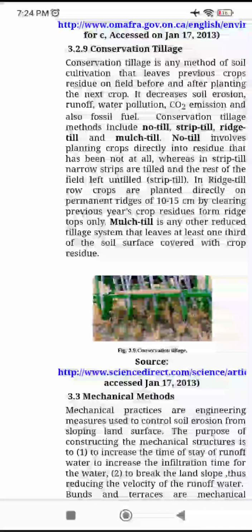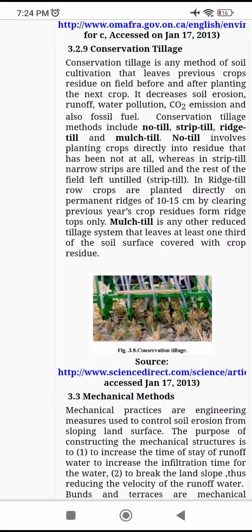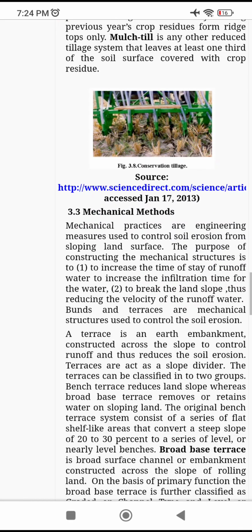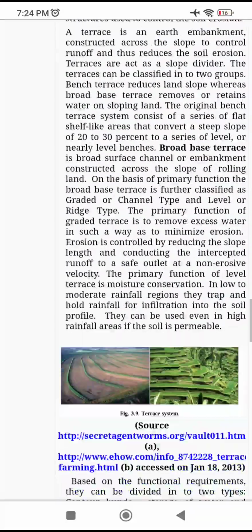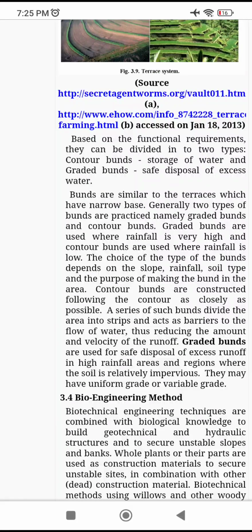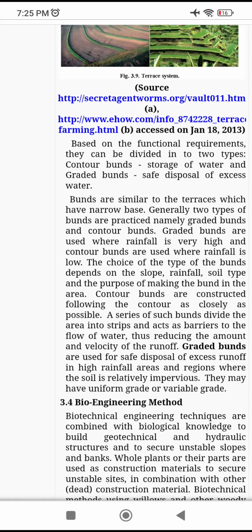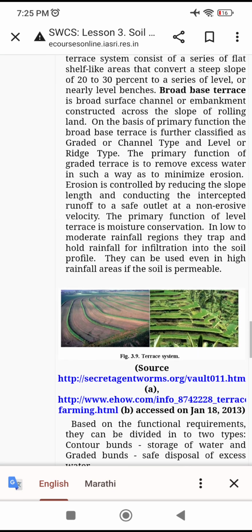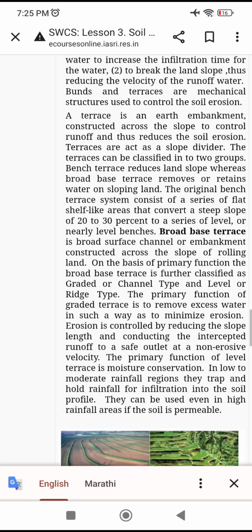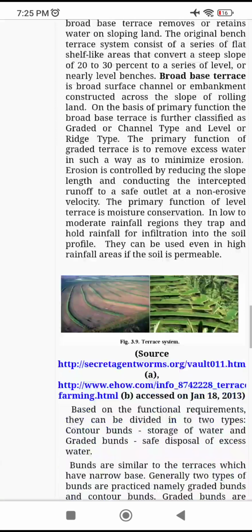Then conservation tillage. Conservation tillage is any method of soil cultivation that leaves previous crop residue on the field before and after planting. Then what are the mechanical methods? Mechanical means construction. So these are construction of bunds: contour bund, graded bund. You should know when we have to go for contour and when for graded bund, and the slope of each bund. Then different types of terraces come under mechanical methods.